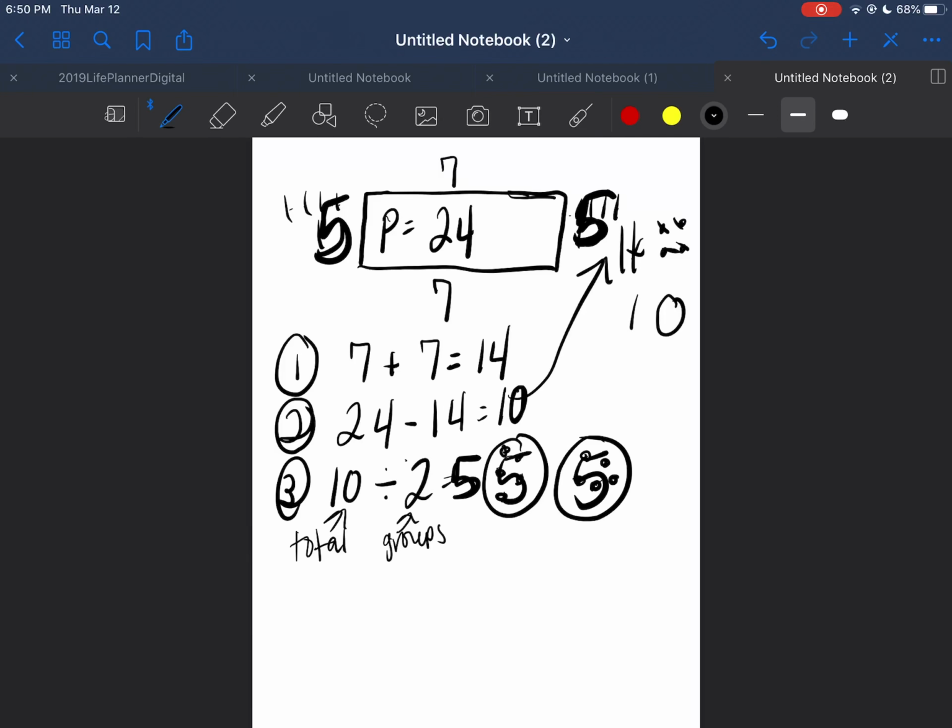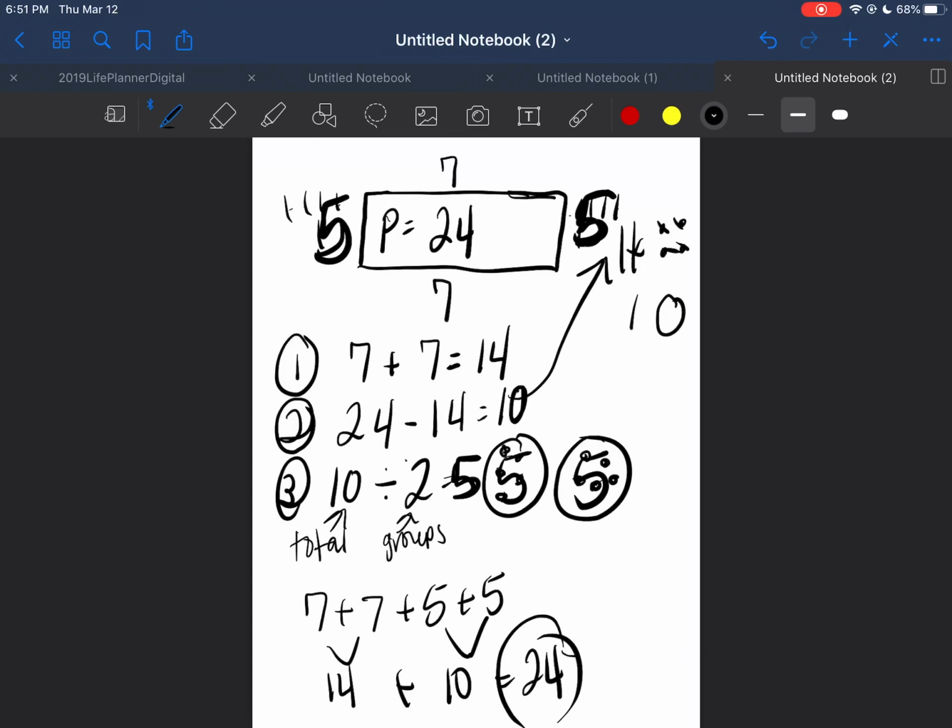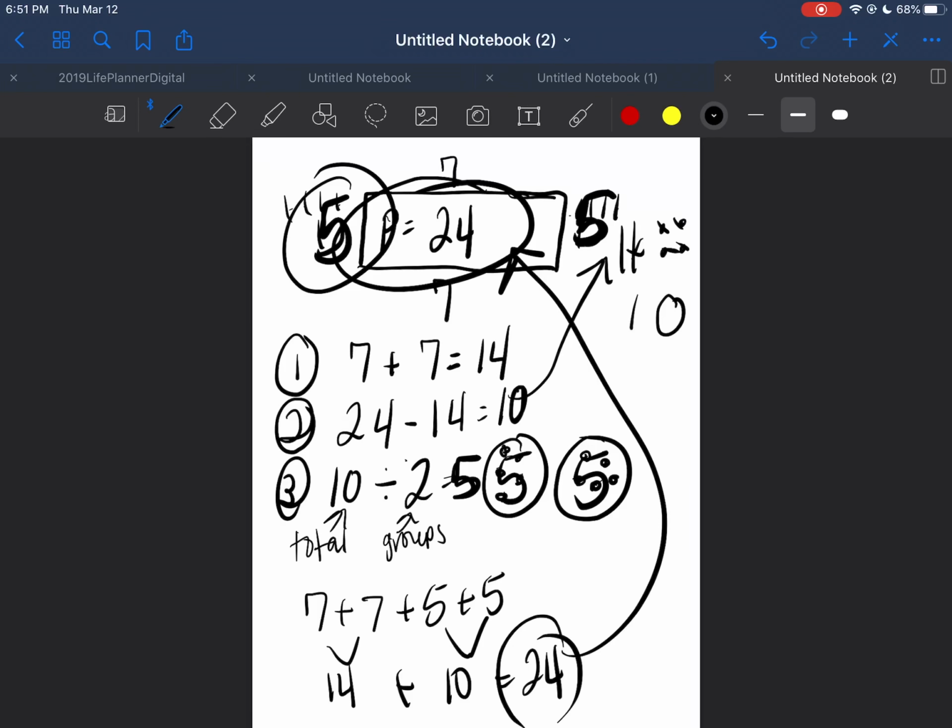But we're not done yet. Let's check our work to make sure that we have the right answer, because let's be 100% sure instead of just guessing. Now remember, to find perimeter, we want to add all of our side lengths together. So 7 plus 7 plus 5 plus 5. And when we do this, we should get 24 if we are right. So 7 plus 7 is 14. 5 plus 5 is 10. 14 plus 10 equals 24. Did we get the right answer? Yes, we did. So 5 is our missing side length.